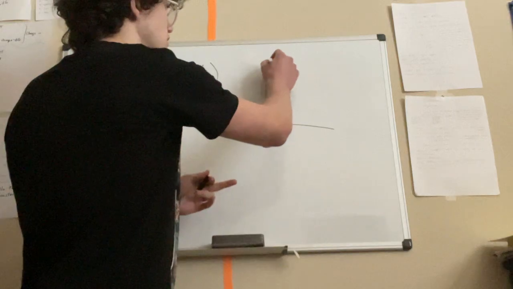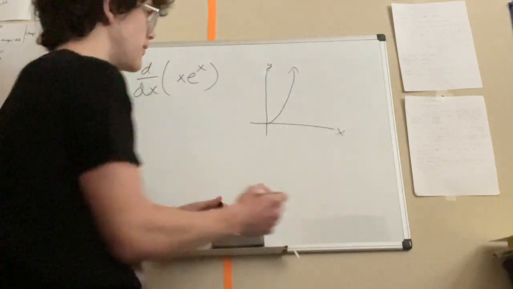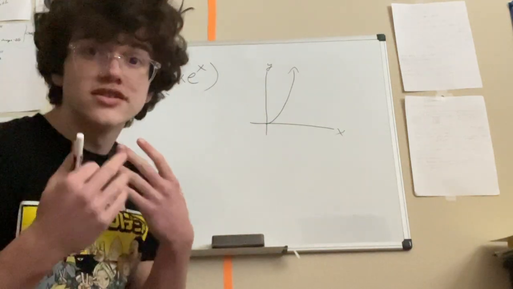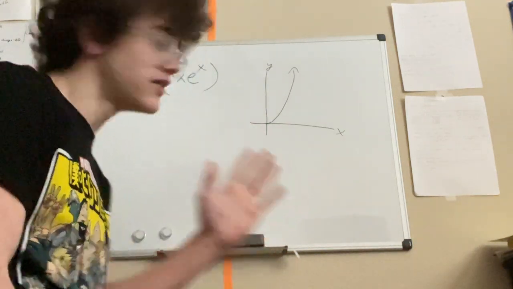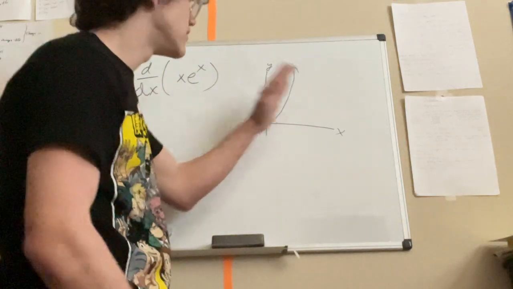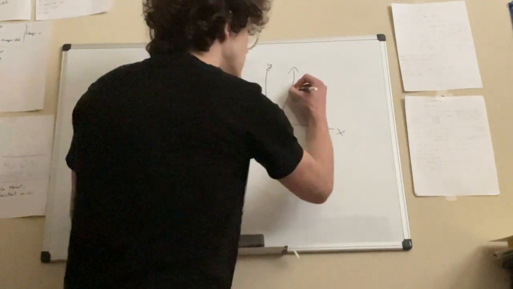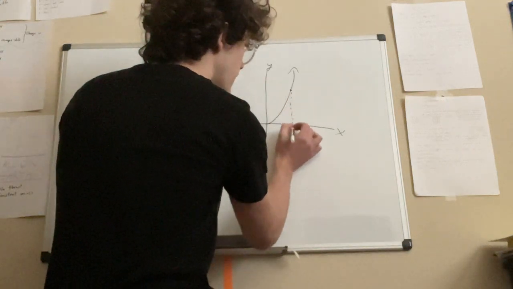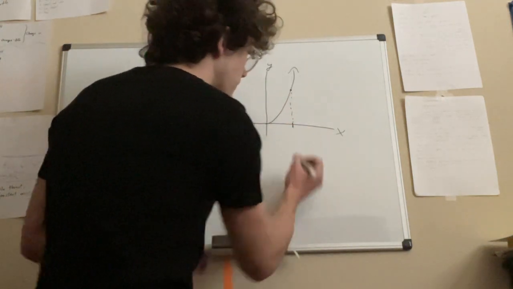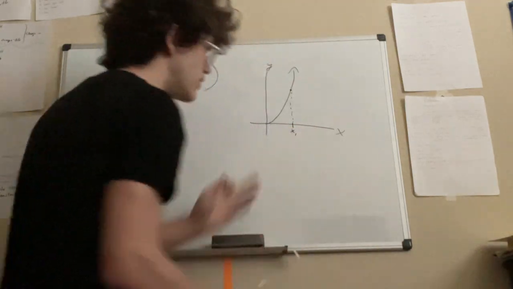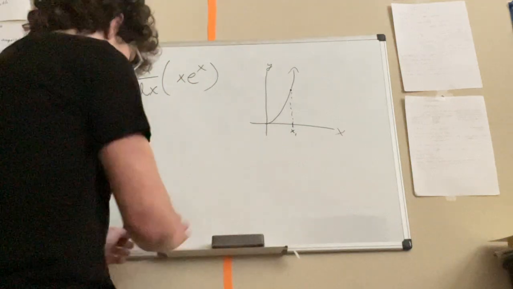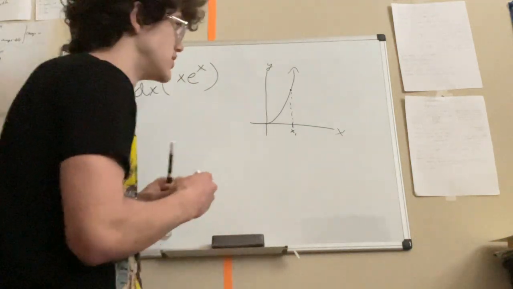It looks something like that. The function looks something like that. This is the y-axis, x-axis. Now let's say we want to find the slope, the tangent line of this function at some point. So let's say just right here, and then on the x-axis we can call that point x1, x subscript 1.